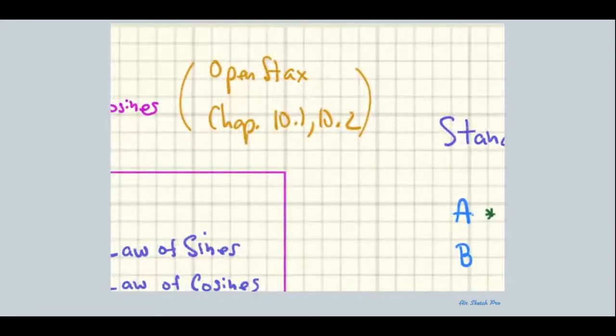I want to point out that the material we're covering is in our textbook. You find it on the textbook link on Blackboard, and you open up that's our OpenStax, our free textbook. And in our free textbook, chapter 10.1, 10.2 are the laws of sines and cosines. And we're going to look at those today, okay?